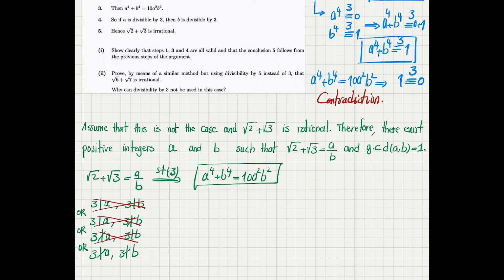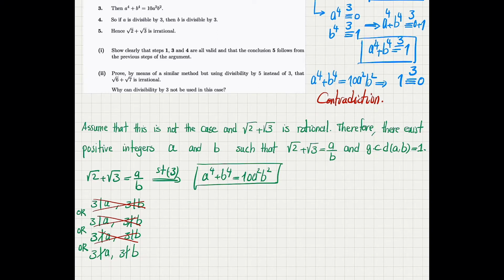So this means that this is not the case, and the square root of 2 plus the square root of 3 should be irrational, and then I am done. So the only thing that is left for me to do is to show that this cannot work here. Okay? Let us see why.